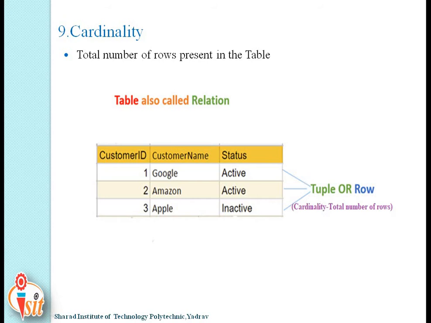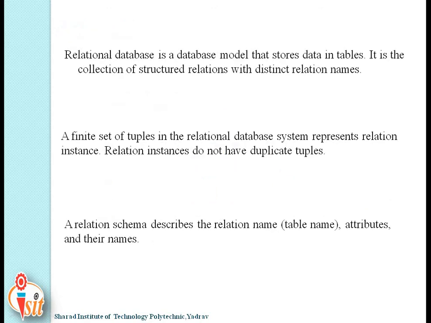Now as per the definition, what is the cardinality of the given table? The question is: what is the cardinality of the given table? Now the definition says that the total number of rows present in the table is nothing but cardinality. Now how many rows are present in the given table? There are 3 rows. That's why the cardinality of the given table is again equal to 3.